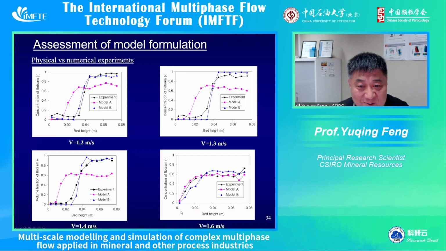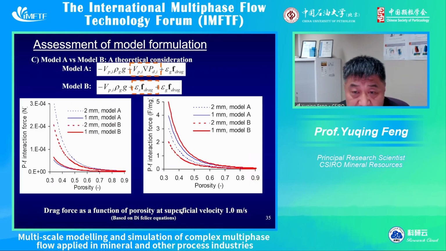This is the picture. I will spend some time to explain it in detail. You see Model A and Model B. What's the difference? Actually, the difference is in how to treat the particle-fluid interaction force. The difference is in the middle part. In Model B there is not the traditional pressure term, but this term: the drag multiplied by its solid volume fraction.